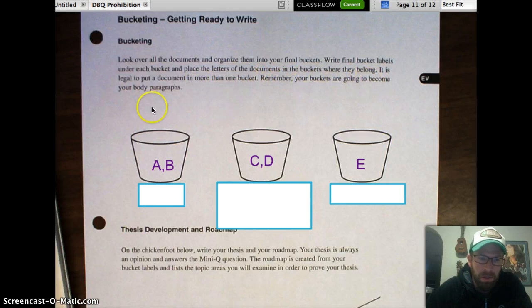Remember, your buckets are going to become your body paragraphs. I'll explain how you are going to do your project, but instead of paragraphs, this will be one slide in your presentation, a second slide, and a third slide, in addition to a couple of other slides that you'll have to make, and we'll explain that later. So first bucket here, I've already put document A and B in there. You can see document C and D go here, document E goes here.